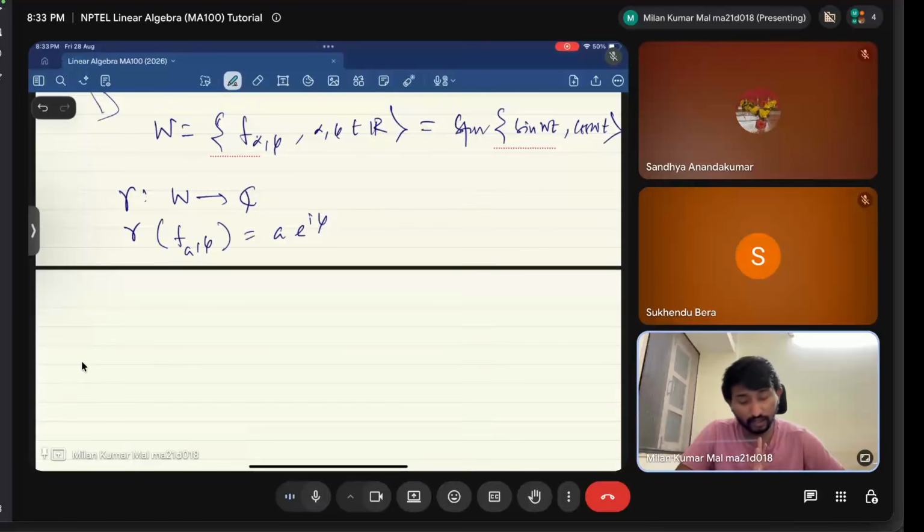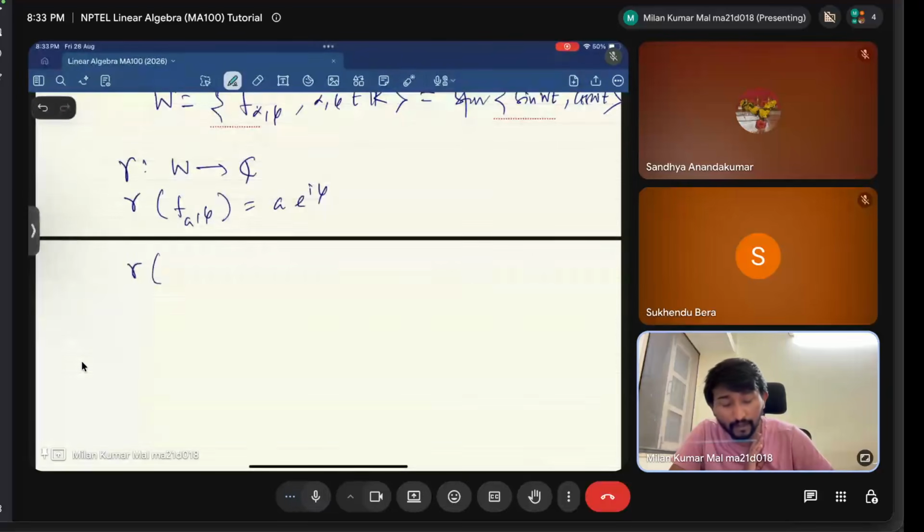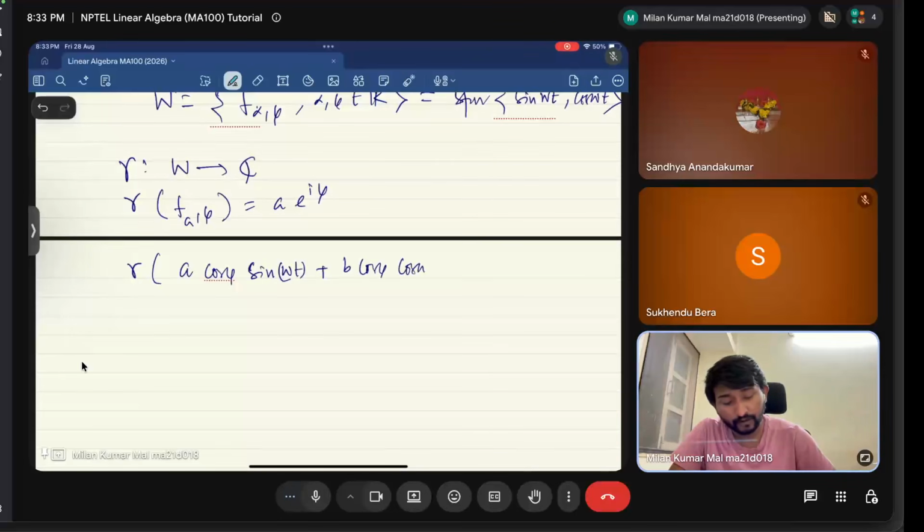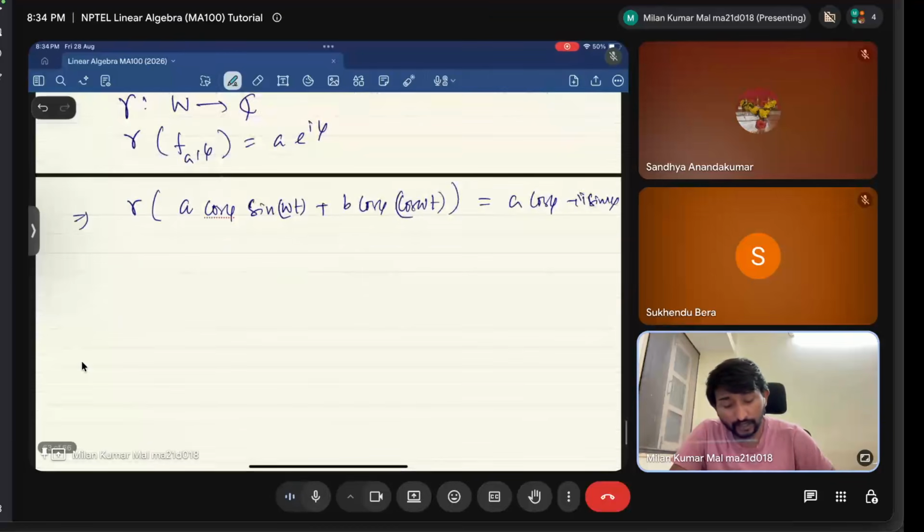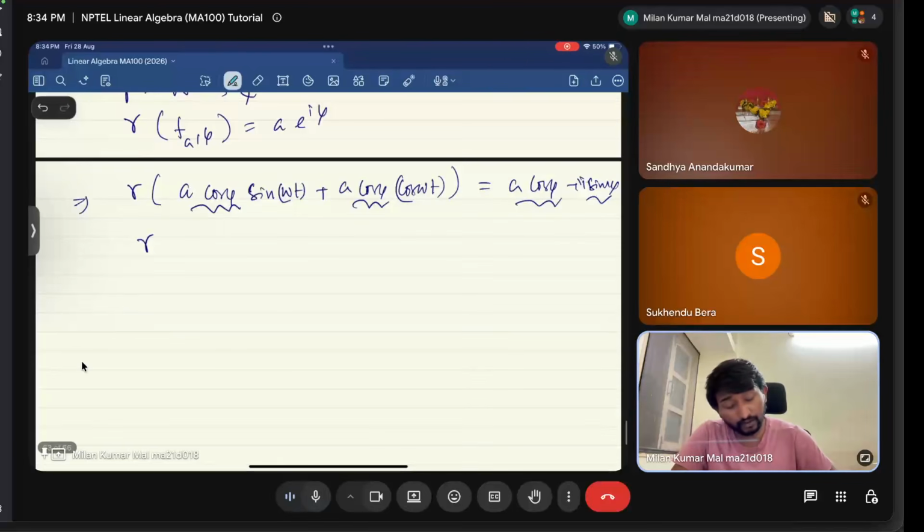First of all, how is this map defined? There is a very hidden structure. If you look carefully, f of a, phi as a function is a cos phi sin wt plus a sin phi cos wt, as we have discussed. We know e to the power i phi equals cos phi plus i sin phi, so gamma maps this entry to here and this entry to here.